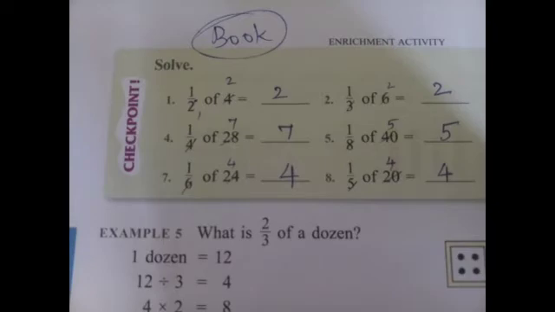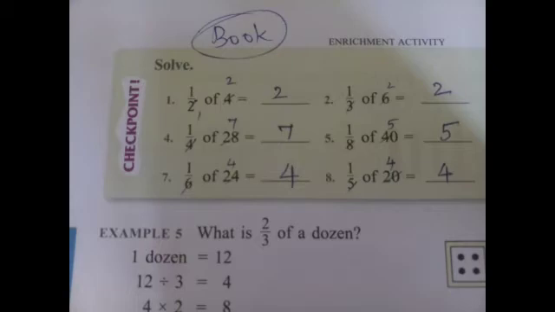Next checkpoint, page number 92. First one is solve: 1 by 2 of 4. Here, 'of' is nothing but multiplication. We can cancel the numerator and the denominator using the same table. 2 and 4: 2 ones are 2, 2 twos are 4. Numerator, we have 1 into 2, which is 2. Denominator, only 1 is there. So 2 is the answer.